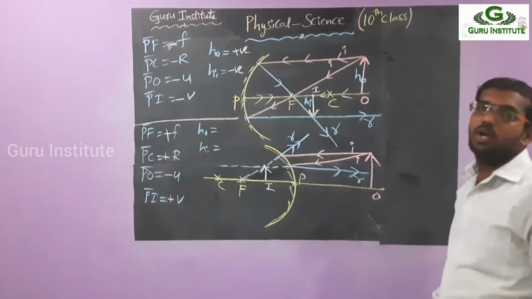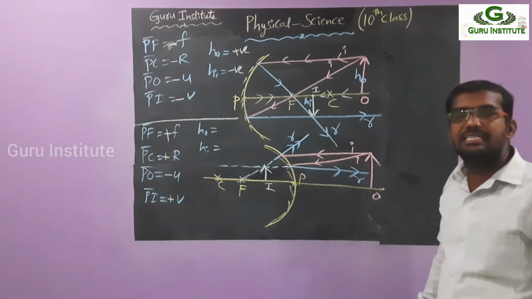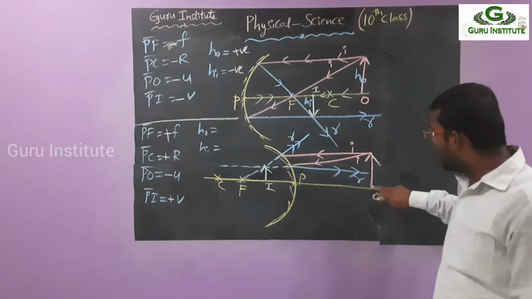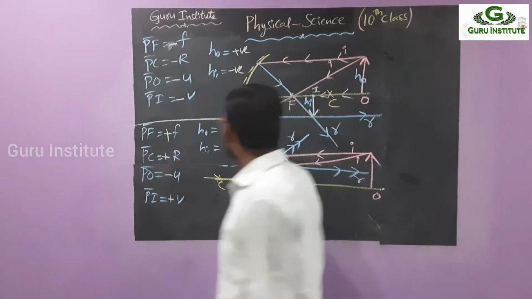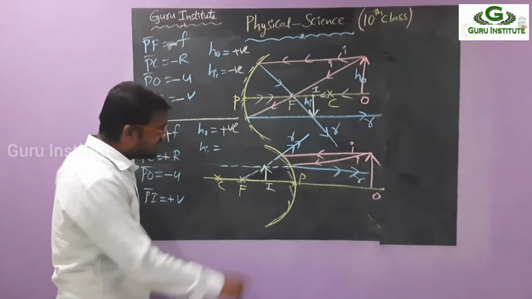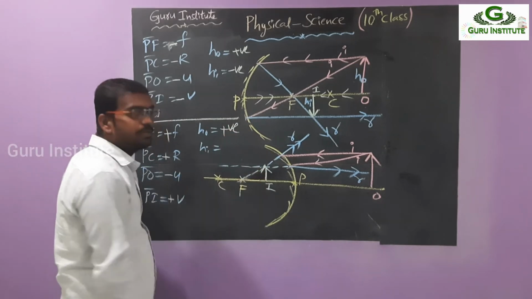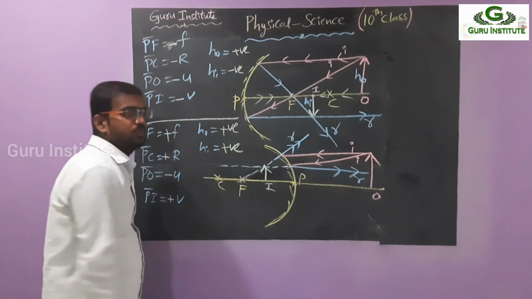And apply the third rule. Above the principal axis, positive. Below the principal axis, negative, right? So is the object above the principal axis or below the principal axis? Above the principal axis, right? So that's why it's positive. Next, coming to the image. Where is the image? Is it above the principal axis or below? This is also above the principal axis. So the image is positive, right?